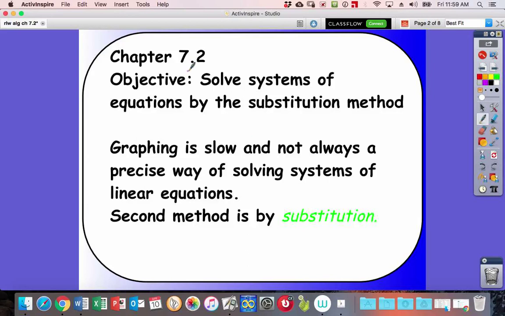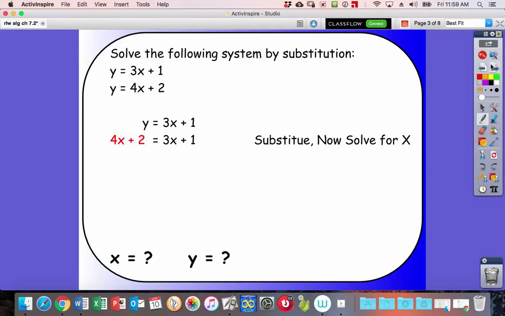The last lesson you did was solving by graphing, and it's slow, it's not always very precise. The second method that we usually like to use is by substitution, and you're going to use all your algebra skills, but you'll get a precise answer. So let's get started. I'm going to walk through some examples for you.